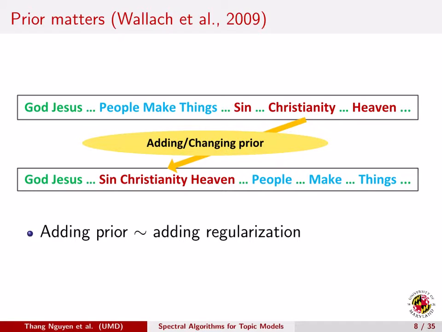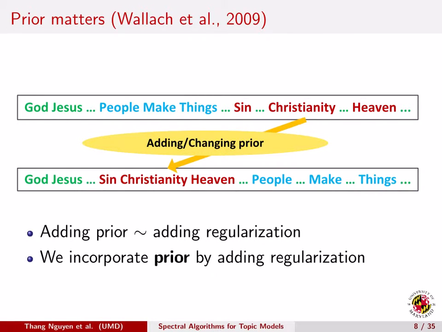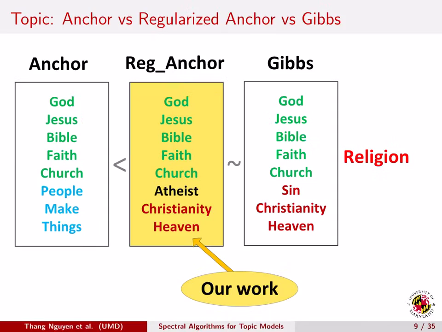And at least in the probabilistic models, this happens because we have priors that encourage sparsity in the topics. And adding a prior is akin to regularization. And what we'll show in this work is that when you add regularization to the anchor algorithm, you can get topics that look quite a bit like what you get from these more traditional approaches.